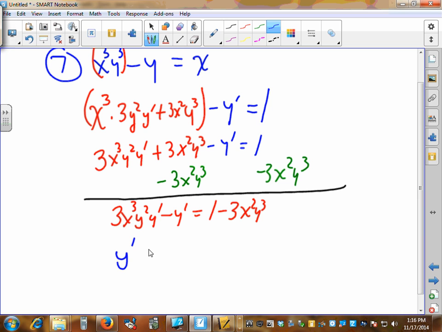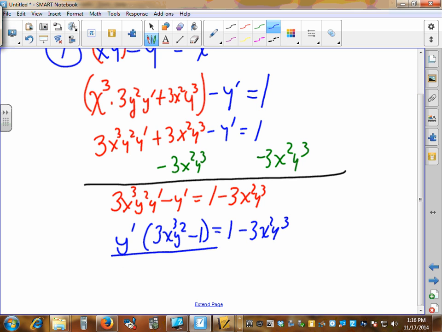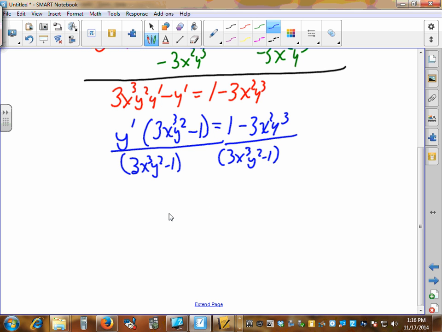These have y prime in common. And then y prime times negative 1 would give us y prime. Divide. So y prime will equal all of this.